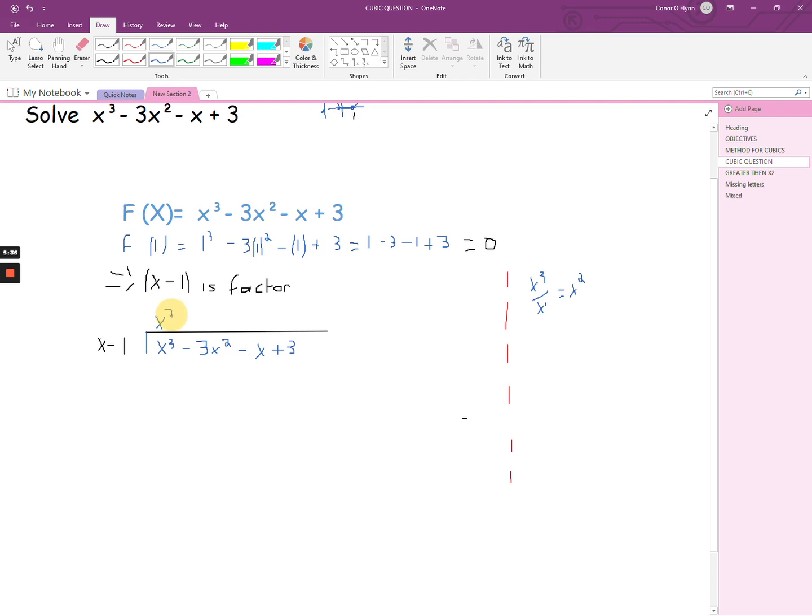Whatever answer I get up here, I multiply back in. So I'm going to multiply this into this equation here. x squared multiplied by x, again we're multiplying powers, you just add them because the base is the same, x, that'll be x cubed. Then x squared by 1 is minus 1x squared.